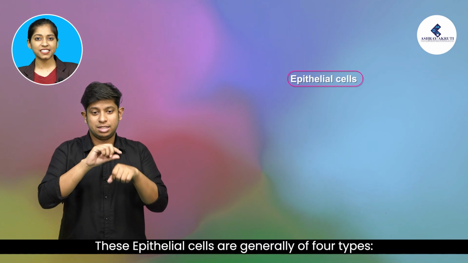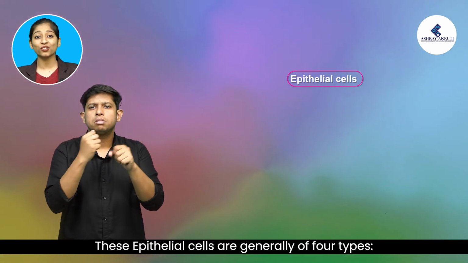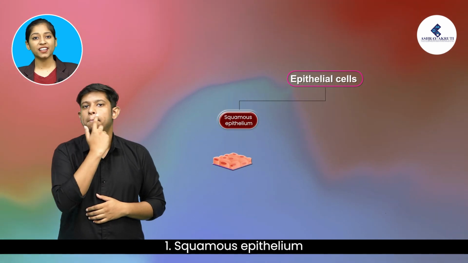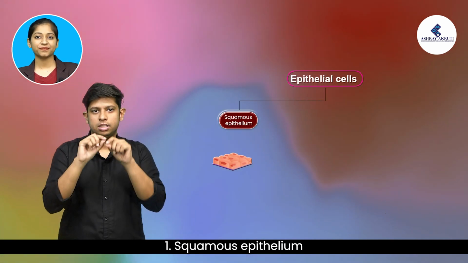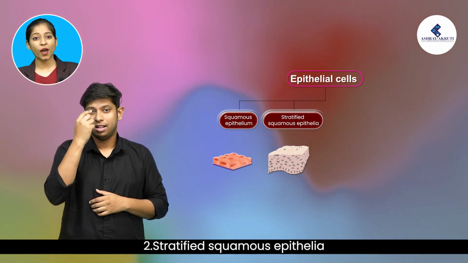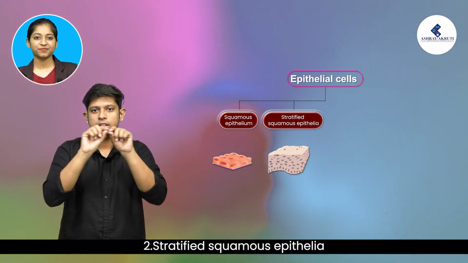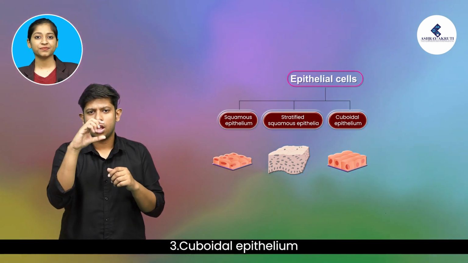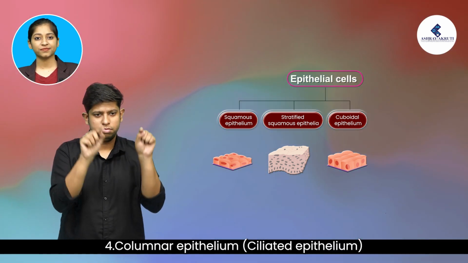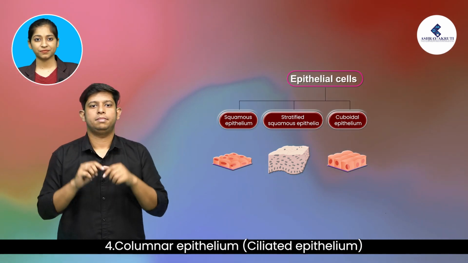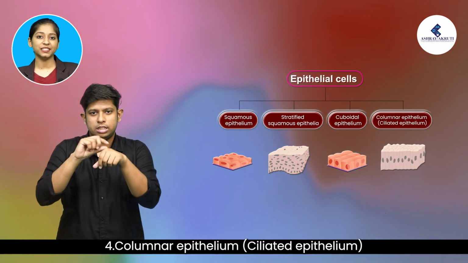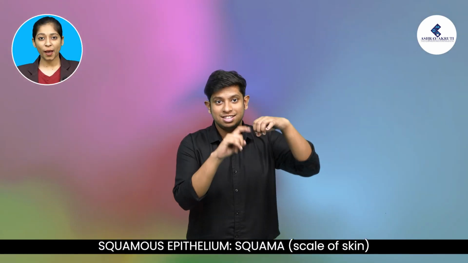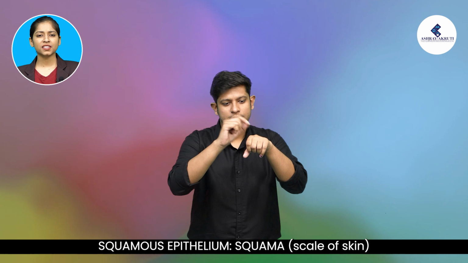This epithelial cell is generally of 4 types: squamous epithelium, stratified squamous epithelia, cuboidal epithelium, columnar epithelium or ciliated epithelium.